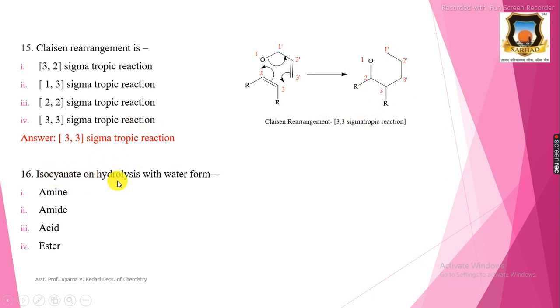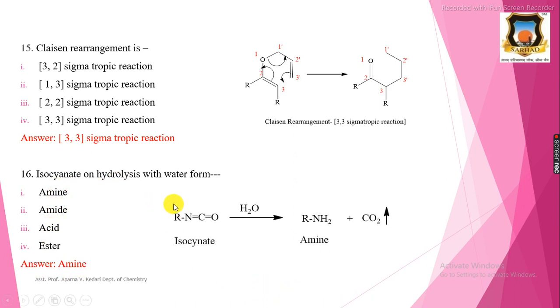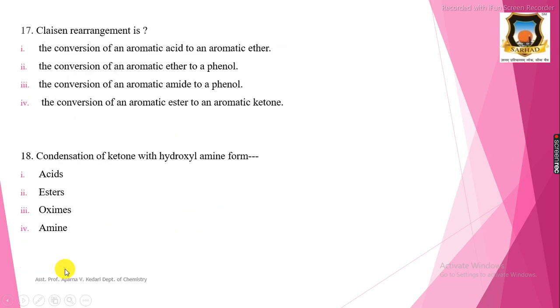Then isocyanate on hydrolysis with water forms amine, amide, acid and ester. And the correct answer is amine. Here, in the reaction, isocyanate undergoes hydrolysis and it gives a primary amine plus carbon dioxide. Therefore, the correct answer is amine.